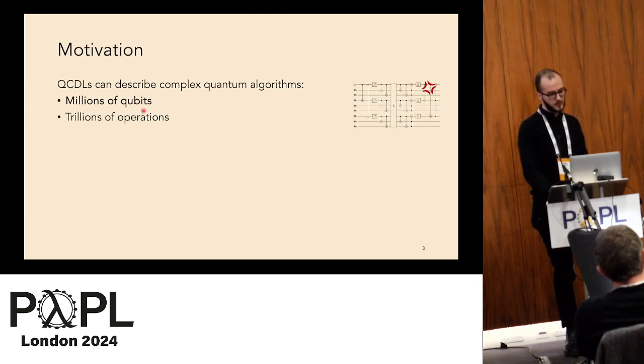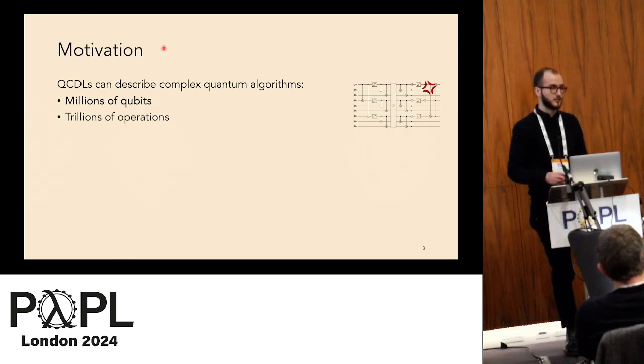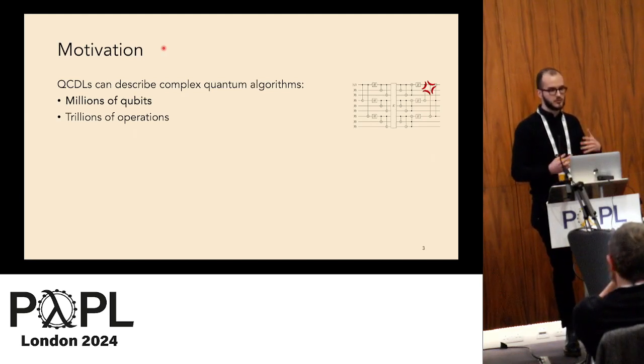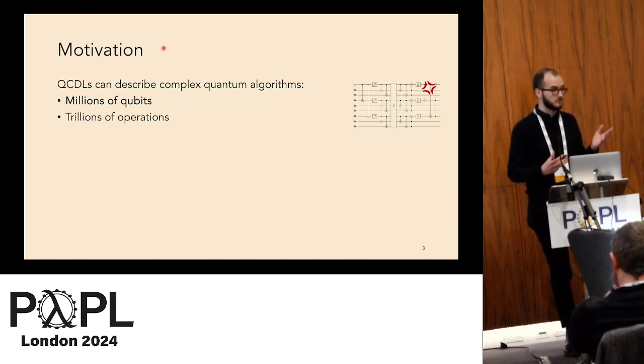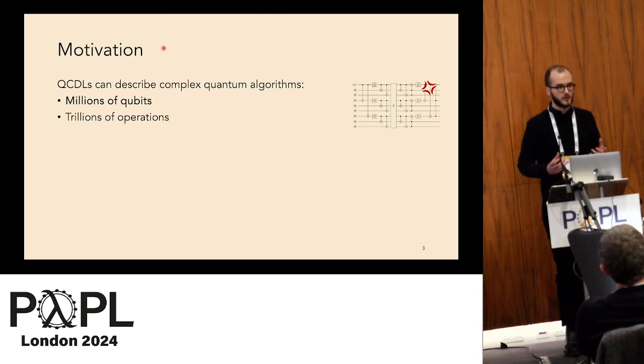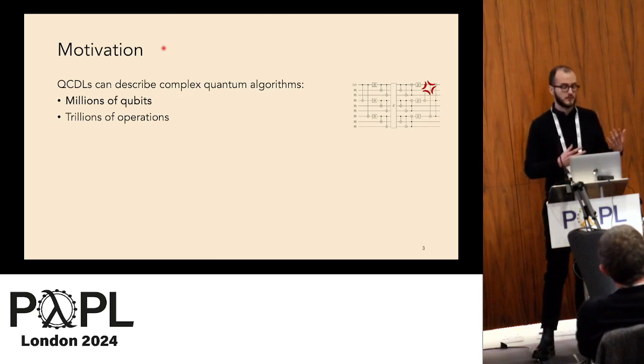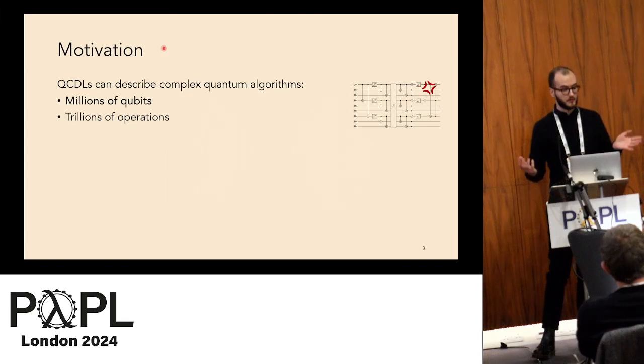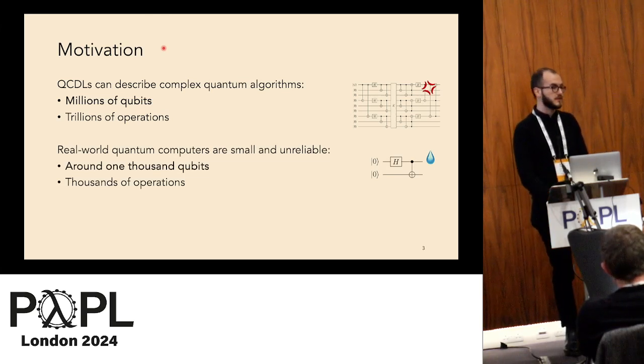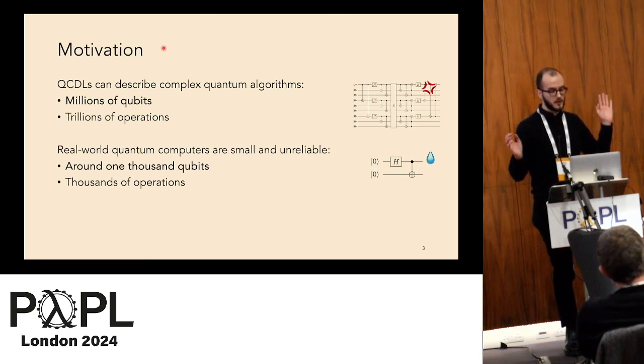And the good news about this is that because these languages are essentially classical languages, we can leverage the expressive power of modern, general purpose languages such as Python, Haskell, you name it, to do some very complex circuit construction and build very complex quantum algorithms that, translated to circuits, mean millions of qubits and trillions of operations applied to them. And the bad news is that real-world quantum computers at the moment are nowhere near this scale. They're very small and unreliable, and this means that it's very easy to write programs in QCDLs which vastly outperform quantum architectures, even on very modest input sizes.